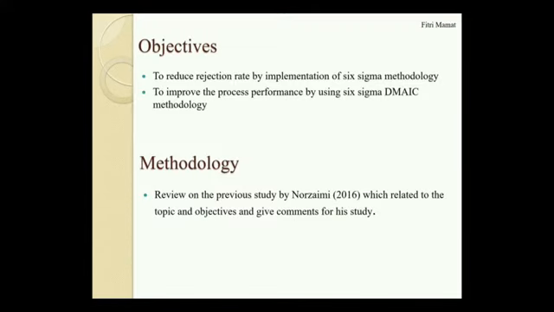Today I would like to present about the implementation of Six Sigma for improvement in automotive industry. The objectives are to reduce rejection rate by implementation of Six Sigma methodology and to improve the process performance by using Six Sigma DMAIC methodology.